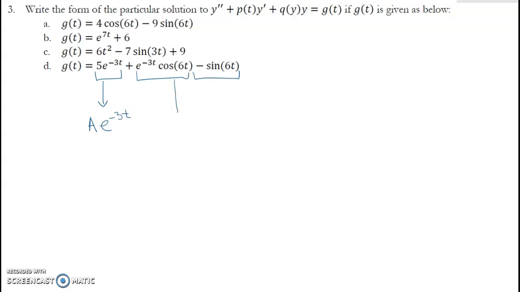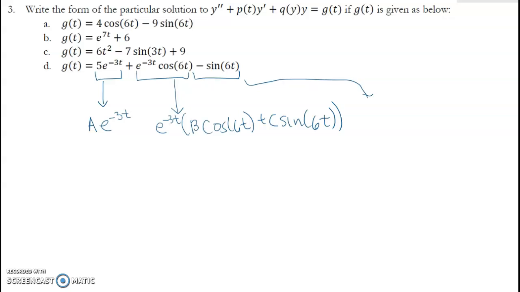Alright, so how about this one? First we have the e to the power of negative 3t, and that should be multiplied with b. We already used a, so b cosine of 6t plus c sine of 6t. Okay, and lastly, that part will have a, b, c, so I can continue to use d cosine of 6t plus e sine of 6t. All we do is add them together, and this would be the particular solution for part D.